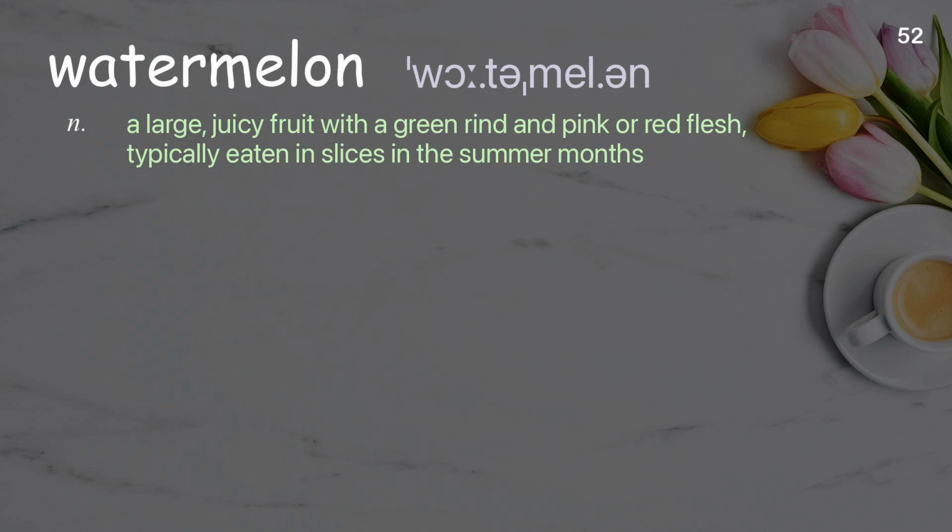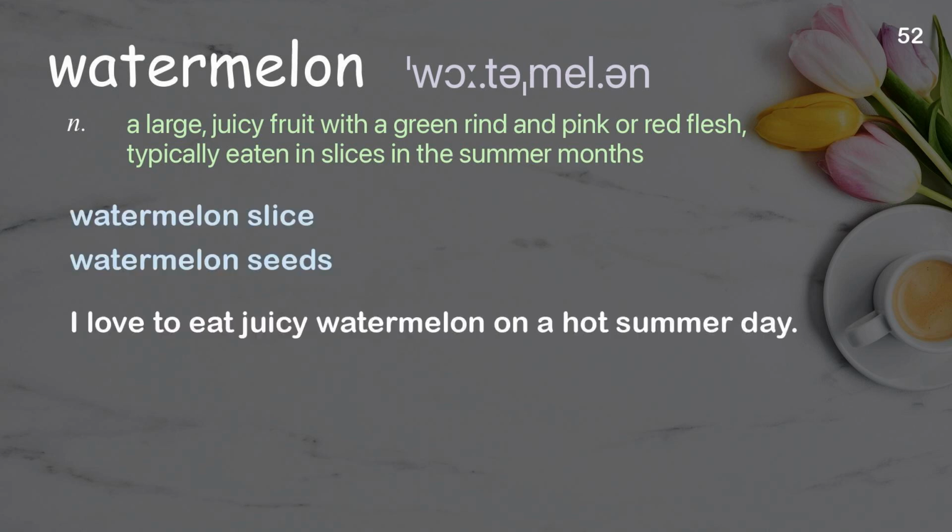Watermelon. A large, juicy fruit with a green rind and pink or red flesh, typically eaten in slices in the summer months. Examples: Watermelon slice. Watermelon seeds. I love to eat juicy watermelon on a hot summer day.